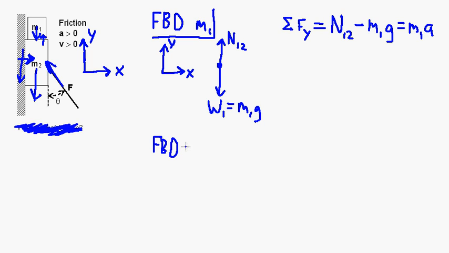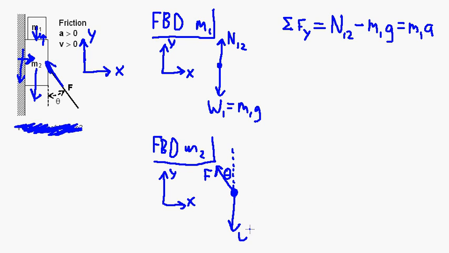Let's do the FBD for M2. A little more challenging. There's your Y, there's your X. So here's our M2 dot. Let's see, what's acting on that? Well, we've got the force F acting at an angle theta. That's our force F. There it is. Make a bigger dot so we have room to hang a few more things on. This is the weight of mass 2 equals M2 times G. Okay, so that takes care of this and this.